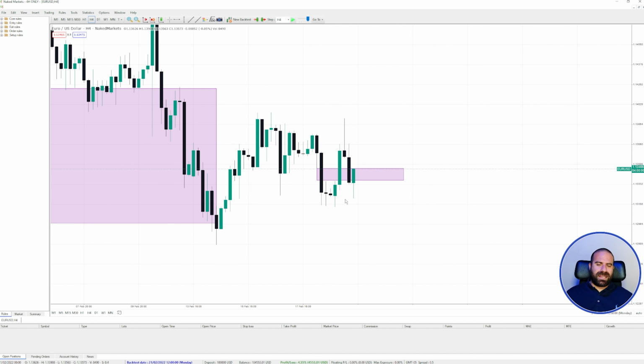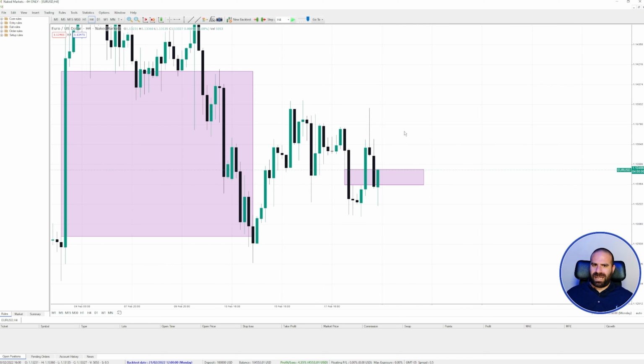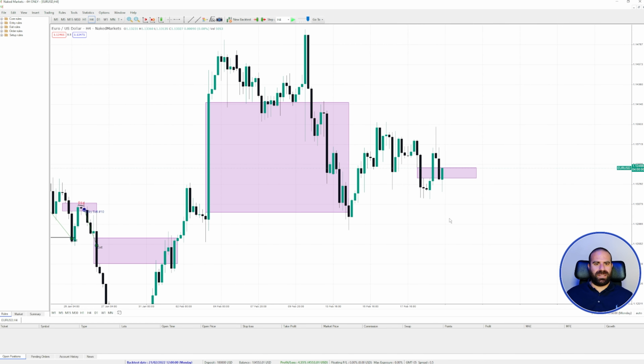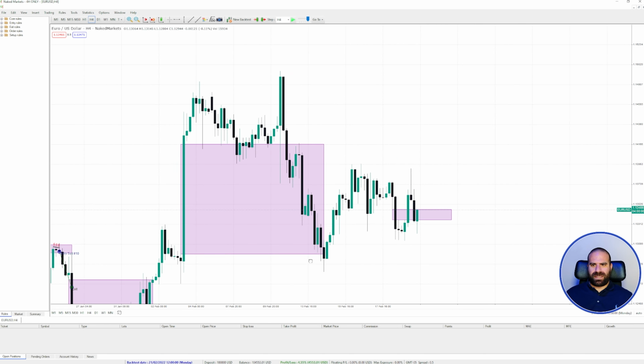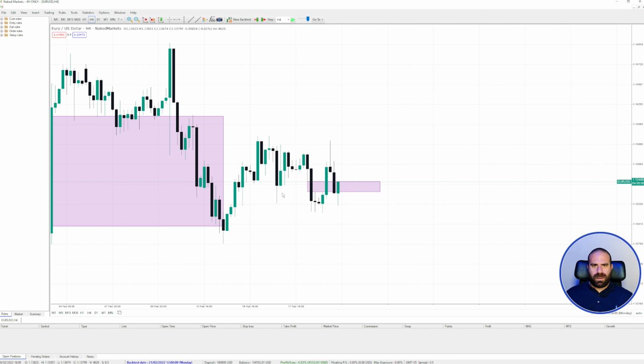Shall I say that this gets respected? It is kind of bad that we penetrated. Of course I can readjust it a bit, but we penetrated a little bit with a body below it. This is what I don't like, but I'm seriously still considering taking this trade. We are still very bullish here. Let's see, am I gonna take this trade?